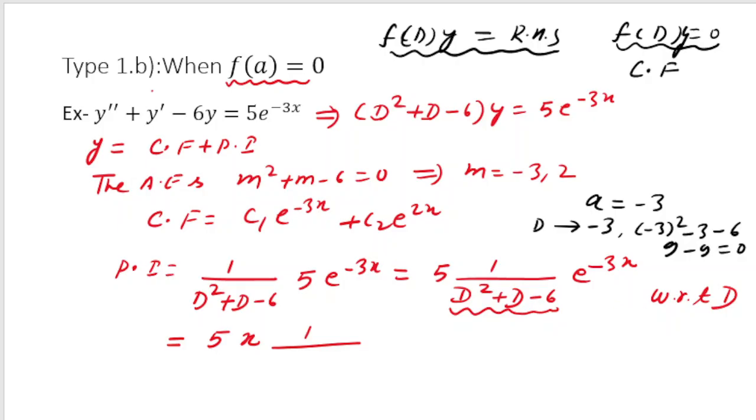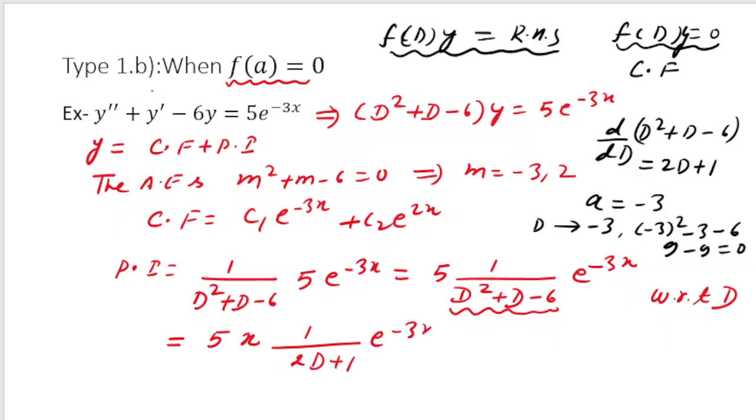So you just multiply x in the beginning, and then you differentiate this function F(D) with respect to D, with respect to capital D. So we have to differentiate d/dD of (D² + D - 6). If you differentiate this, you will get 2D + 1. So I will write here (2D + 1) e^(-3x).